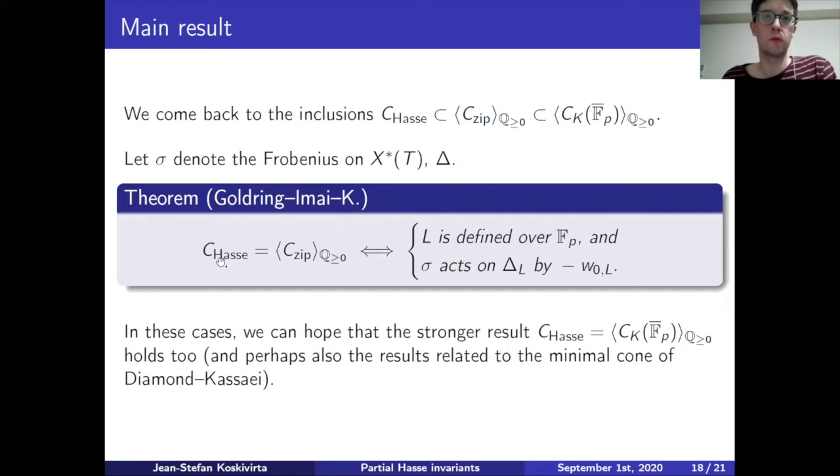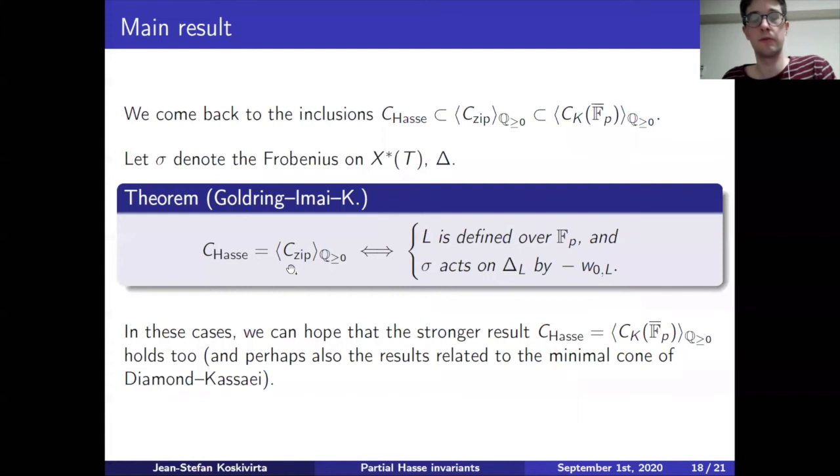The Hasse cone is equal to the zip cone, which was this necessary condition that we wanted to investigate, if and only if the two following conditions hold. First of all, L is defined over FP. And secondly, the Frobenius acts on the simple roots of L by minus W0L. Note that since L is defined over FP, we have an action of Frobenius on the simple roots, and also that minus W0L acts on the simple roots. So if those two actions coincide on delta L, then we have an equality of these two cones, if and only if, actually.